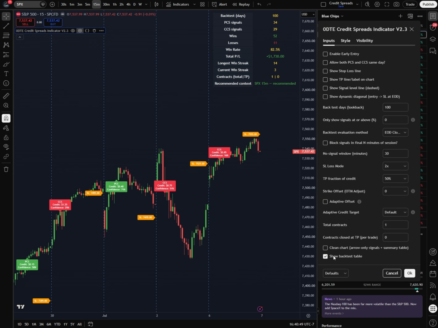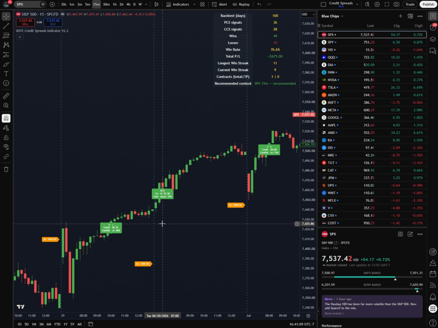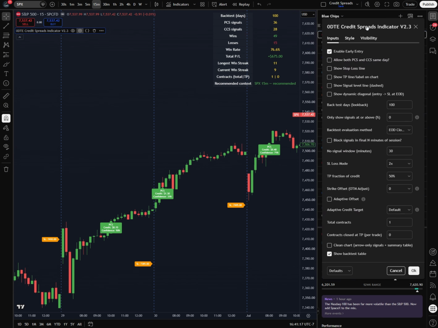So with everything basically turned off in the last 100 days, as you can see from up here, these are the results. So what is enable early entry? If I click that, what it does is it looks for signals within the first hour of the day. So if I have the early entry on right now, it will look for signals such as this put credit spread signal triggered within the first 30 minutes of the day. If I have this off, it will ignore all signals in that first hour of the day.